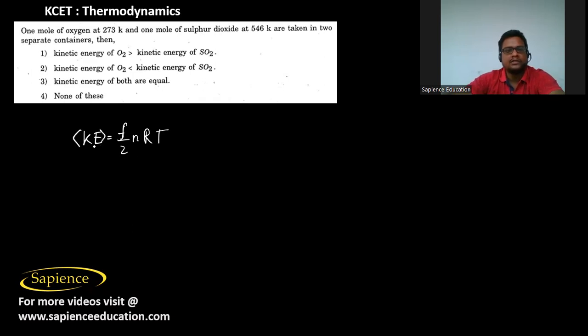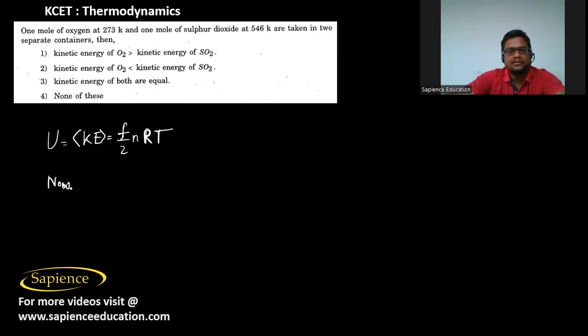The average kinetic energy, which is equal to the internal energy only of the ideal gas, is equal to F by 2 nRT, where F is the number of degrees of freedom of the gas, n is the number of moles of the gas, R is the ideal gas constant, and T is the absolute temperature of the gas.